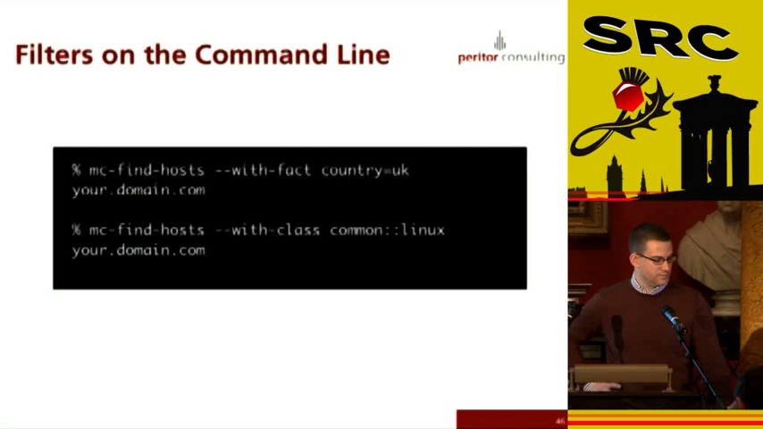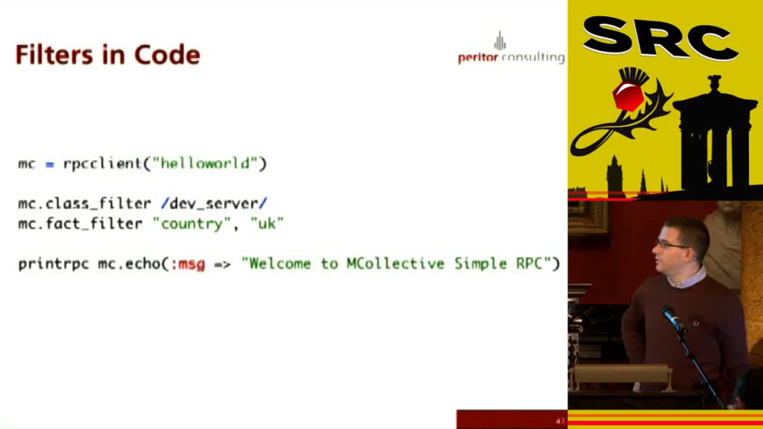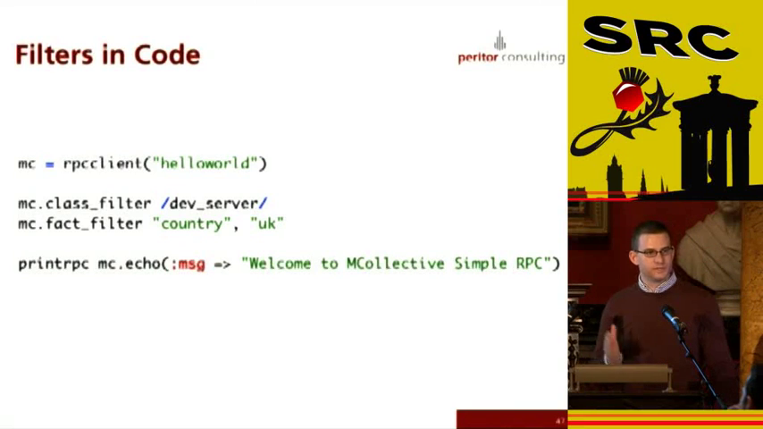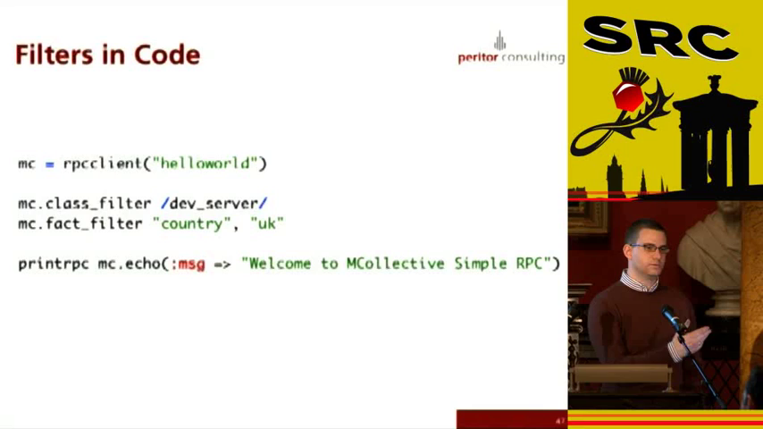I can do the same in code. So this is how I would do this in Ruby, how I would filter what kind of agents should be responding to me. In this case, I'm only interested in dev servers and only in servers that have the country flag set to UK. This way, it's very easy to leverage the capabilities of a broker to find specific hosts. Like, I want to deploy to all my production machines that belong to project A. Those are just filters, and Mcollective makes sure that it only calls the correct hosts.